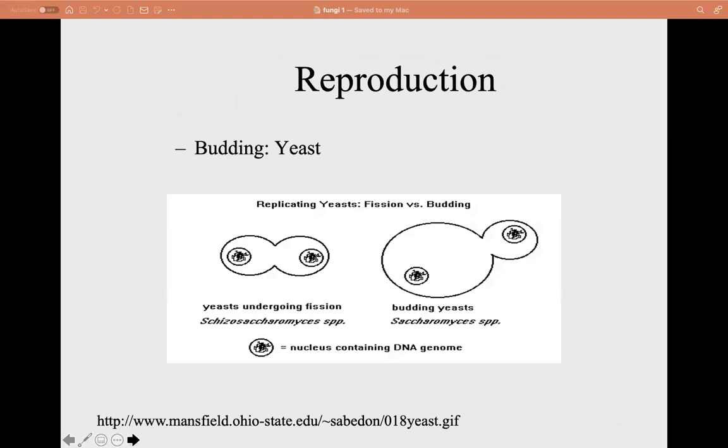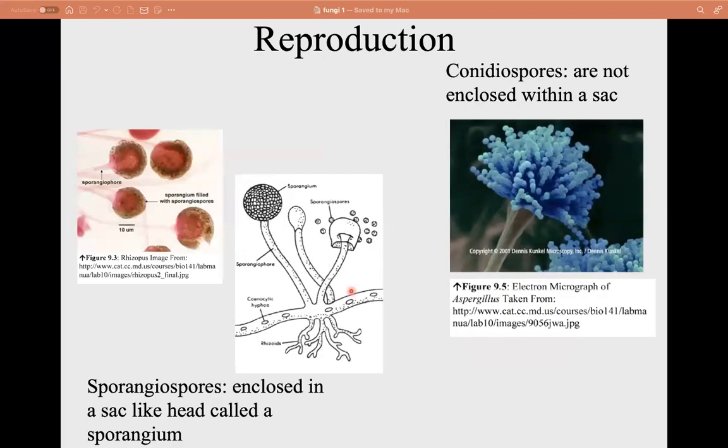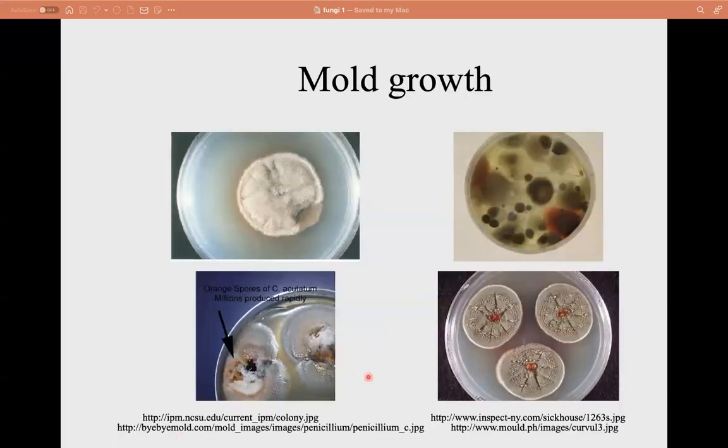So this is an image showing the production of yeast through budding. We have here the budding yeast produced by Saccharomyces, for example, Saccharomyces cerevisiae. And this one is the yeast undergoing fission. So these are some conidiospores, which are not enclosed within a sac, while the sporangiospore is enclosed in a sac-like structure called sporangium. So these are some of the pictures of mold growth in a plate.